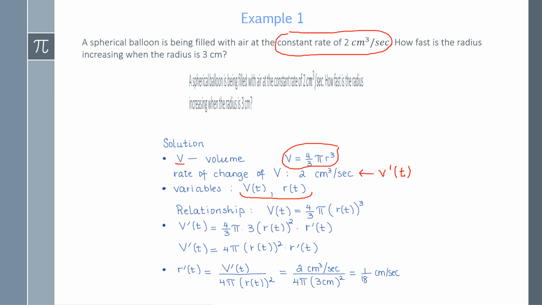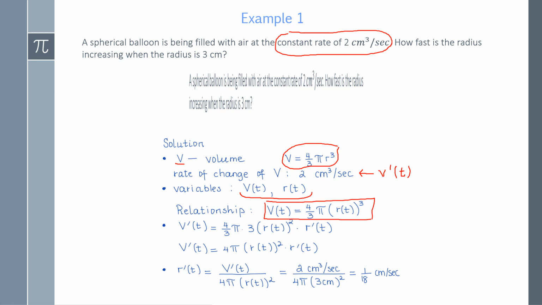So my relationship is this equation right here, V of t equals 4/3 times pi times r of t cubed. Okay, so that is the relationship that we're going to use in order to find the rate of change of the radius. Now, the next step is to differentiate each side of the equation, keeping in mind that each of these functions is a function of time.